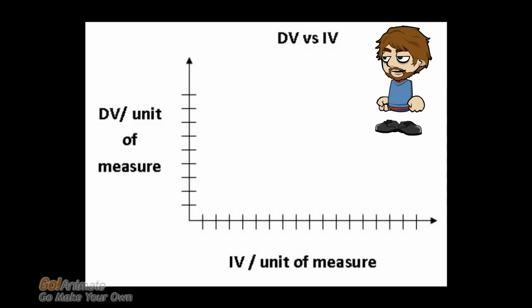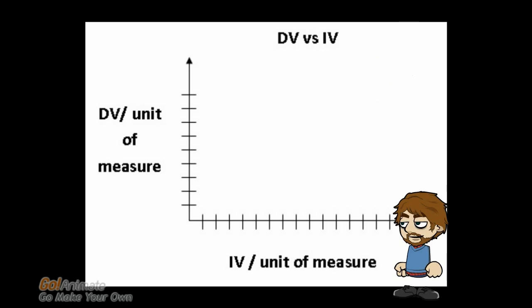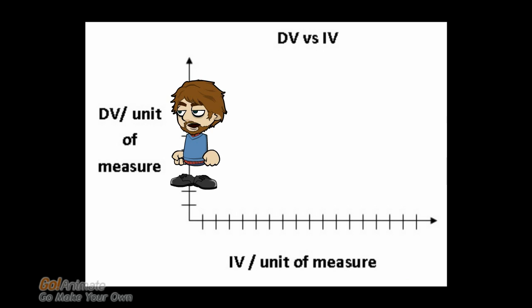Here is a generic graph that shows how it should be labeled and titled. Every graph has a title. Like the data table, the easiest way is to list your variables. The IV always goes on the horizontal, or X, axis. Label the axis with the name of the IV and the unit of measure. The DV always goes on the vertical, or Y, axis. It should also be labeled with the name of the DV and the unit of measure.